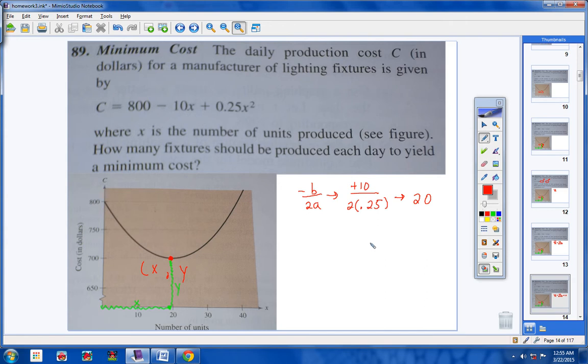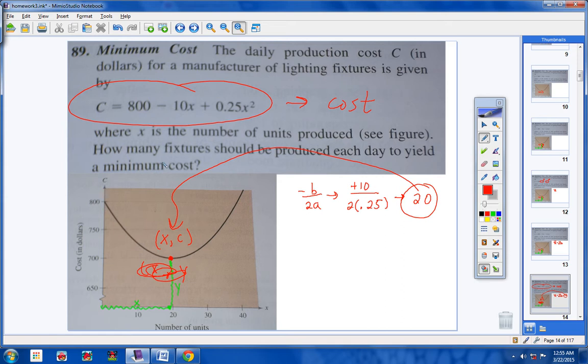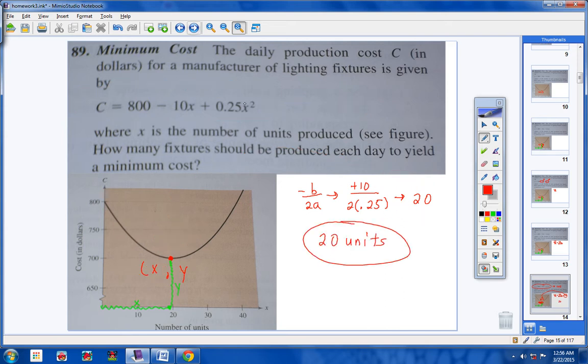Now listen to me, students. If the problem would have asked you for the cost, remember it's x comma c. If I would have asked you for the cost, then you take this and you put it in for x right here in this equation and get out the cost. But that's not what the problem asked. They simply said, tell us how many units should be produced each day to yield a minimum cost. 20. So the answer is 20. 20 units should be produced, okay, to give you a minimum cost.